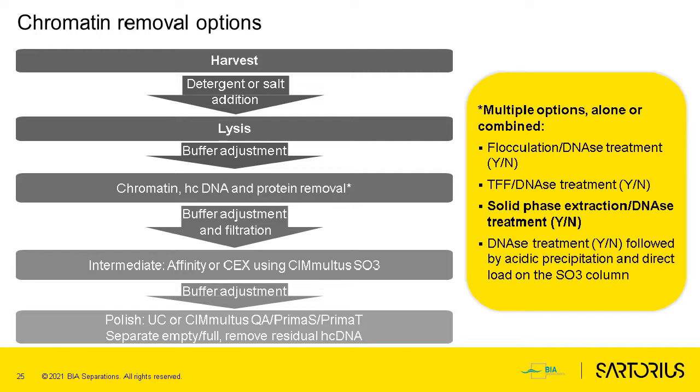But if the ratio between the product, so if we express our product with very high titer, meaning like E11 particles per ml of our harvest, then we may just go directly to the cation exchanger or to the affinity column to do the purification, and then the polishing and improving the ratio empty full can be performed by using either strong anion exchanger QA or two multimodal ligands, which is Prima S and Prima T.